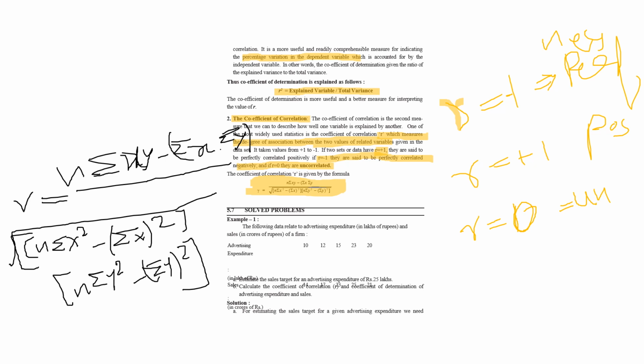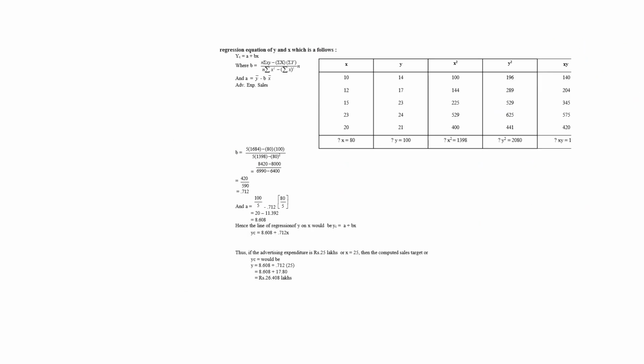Solution: for estimating the sales targets for a given advertising expenditure, first we need to find x and y. x is given as 10 12 15 23 20, so summation of x is equal to 80. y is given as 14 17 23 24 21, so summation of y is equal to 100. We need to find x square, 100 144 25, and we also need xy to find the correlation coefficient.